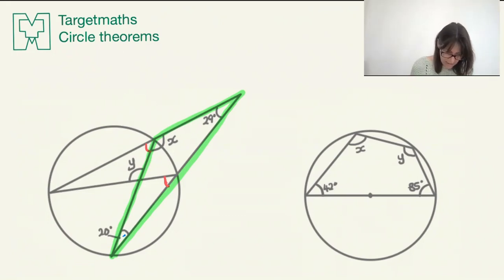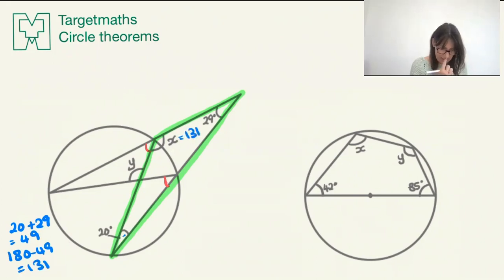So I've got, I'll do it over here, 20 plus 29, which is 49. And then 180 take away 49 is going to give me 131. So my X is 131. And all I did there was use triangles equal 180. So that's all I would write down for that.